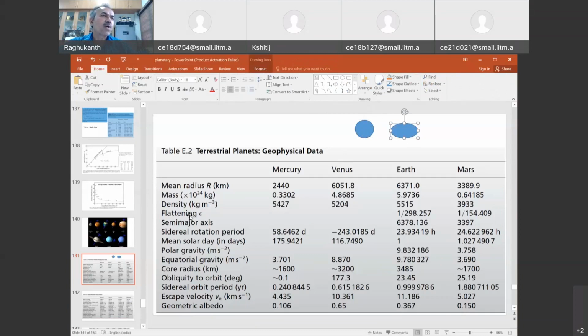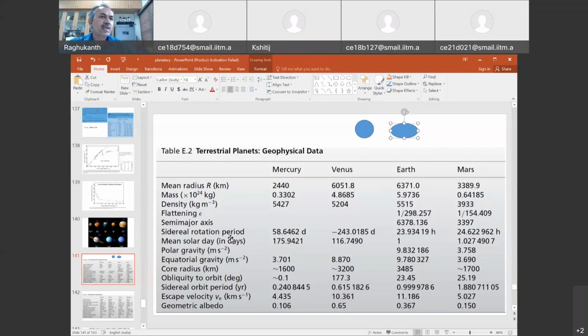If it is almost one, that means it is a perfect sphere. For Earth, what is the flattening coefficient? It is 1 by 298.257. Flattening is nothing but the ratio relating the radius of the sphere and its semi-minor axis. So if the flattening coefficient is almost 1, that means it is perfectly spherical; if it is some other number, it tells how much it deviates from a sphere, and that is what they call flattening. Then the semi-major axis, then the sidereal rotation period. Sidereal, I hope, for Earth is 24 hours.